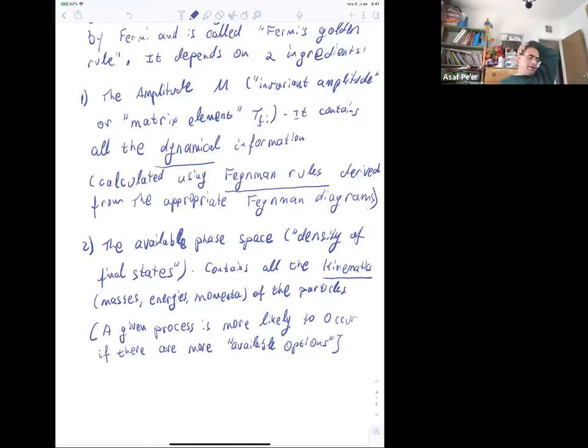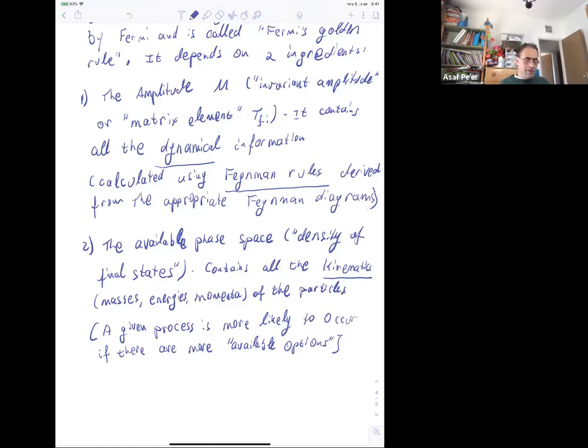For example, if we're talking about the decay of a heavy particle into lighter ones, there is a large phase space, basically. But if we speak about the decay of the neutron, the neutron decays into a proton and electron and antineutrino. There is no extra mass to spare in some basic sense, so the available phase space is actually very small. So in essence, Fermi's golden rule really states that the transition rate from the initial to the final states is given by the product of the phase space and the absolute square of the amplitude.